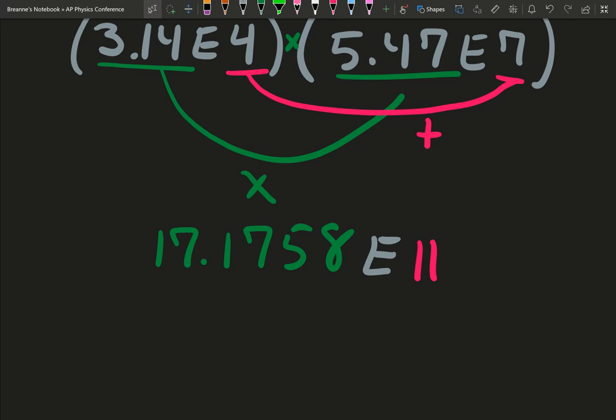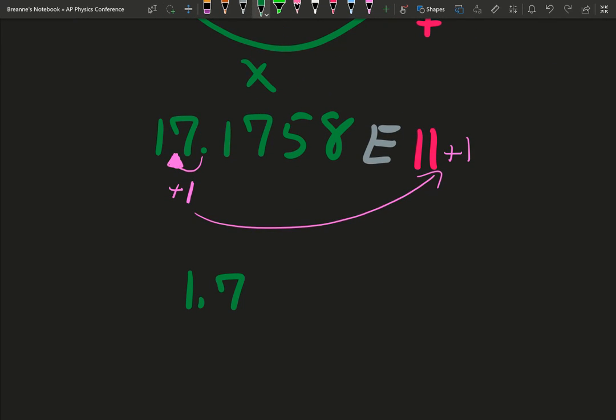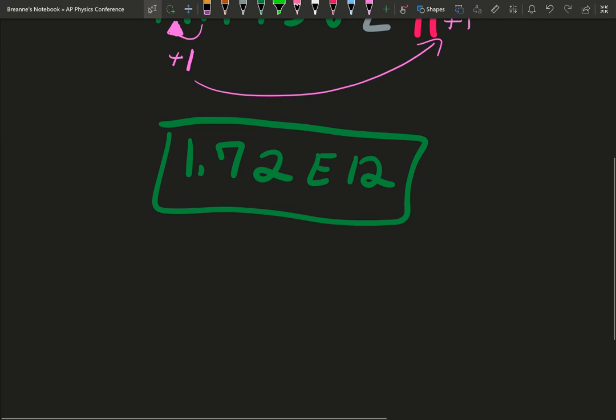I accepted that answer, but it's not in scientific notation. So we do need to move the decimal over 1. We're going from a bigger number to a smaller number, so you'll end up adding that 1 to your exponent. The answer I was looking for was 1.7, which rounds to 1.72. We'll always do 2 places behind the decimal, to the 100th place. E12. On your homework, I did accept 17 point something, I accepted any version of that, but this is what I was looking for. So let's go to the next question.